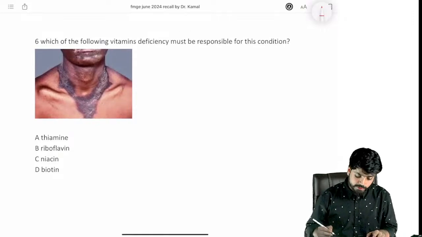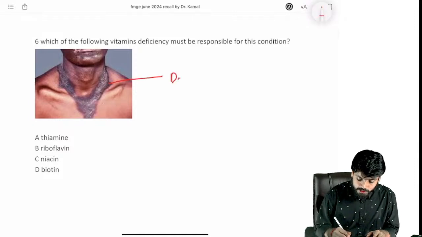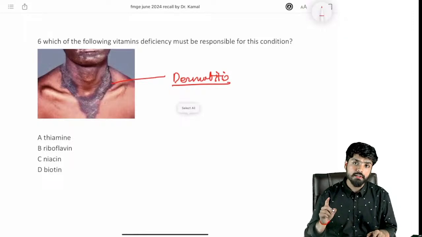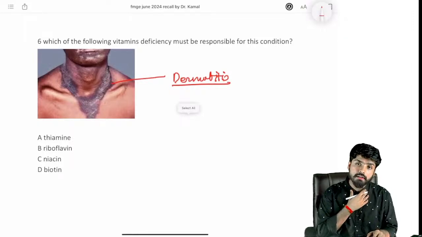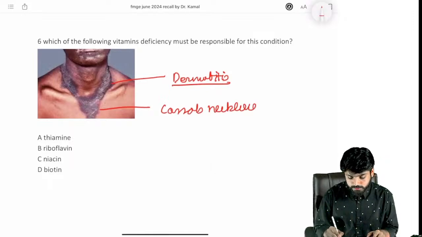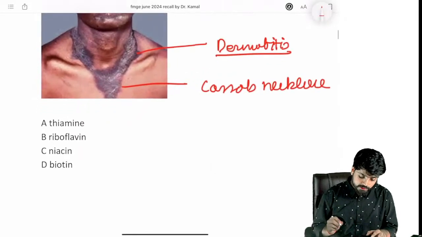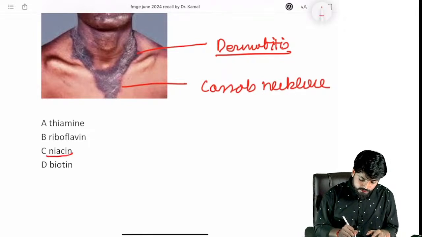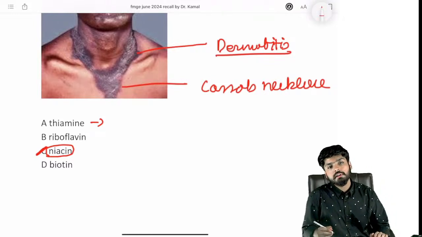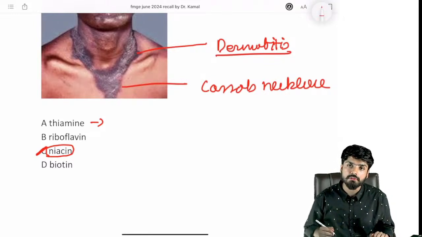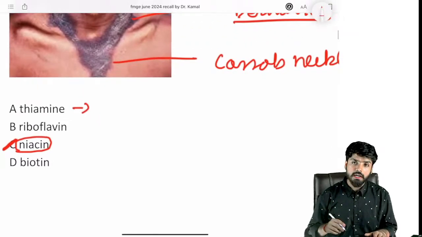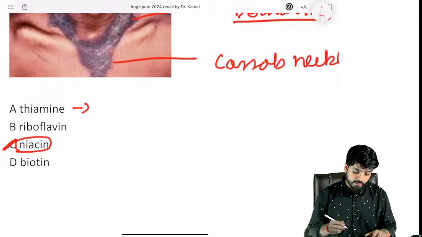Now this is an image based question. We can see dermatitis, specifically in a sun exposed area. Dermatitis in a sun exposed area near the neck, we call it Casal's necklace. And the vitamin which is deficient in this case is niacin. In thiamine, yeah, I have remembered that there is a question related to thiamine deficiency also. Every time the exam has that one question, either in the medicine department or in the biochemistry department.